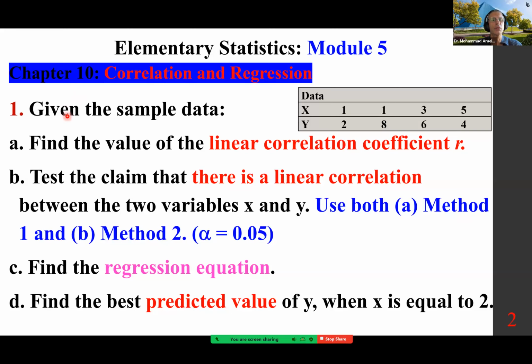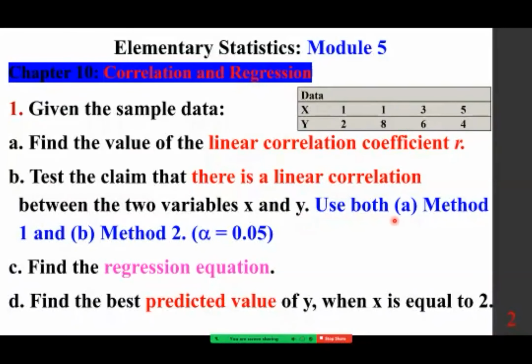Could somebody read this question for us, please? Given the sample data, find the value of the linear correlation coefficient, r. Test the claim that there is a linear correlation between the two variables x and y. Use both A, method 1, and B, method 2.